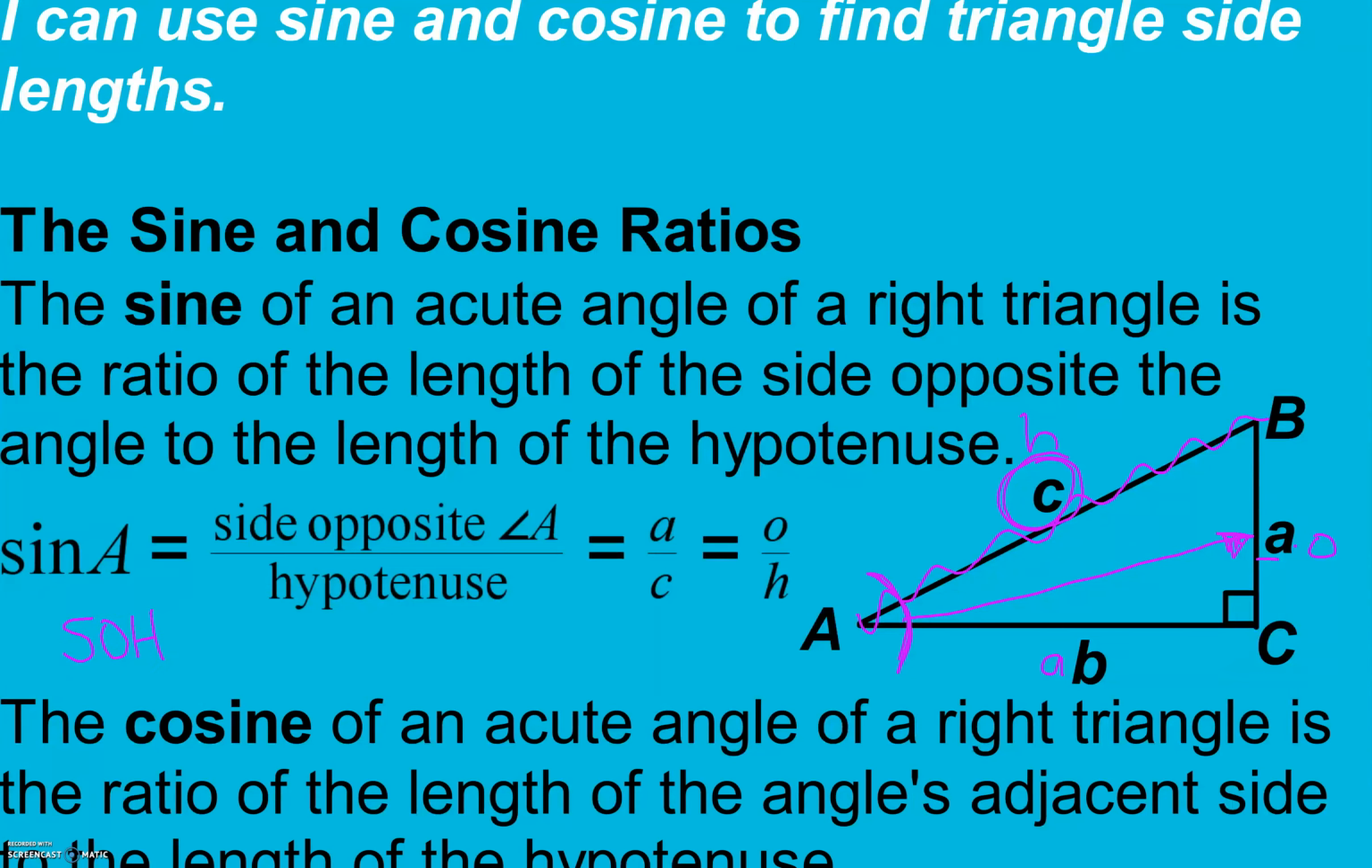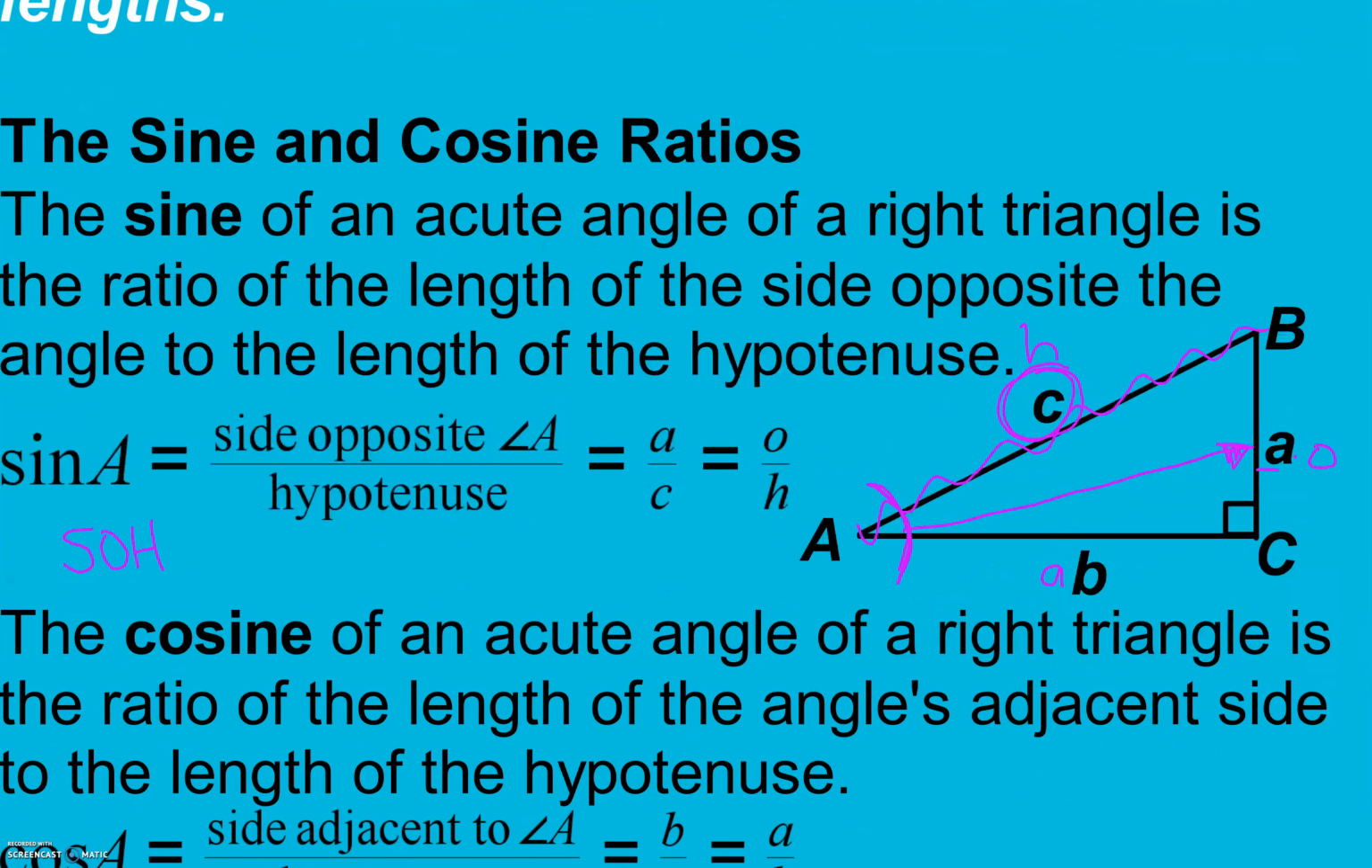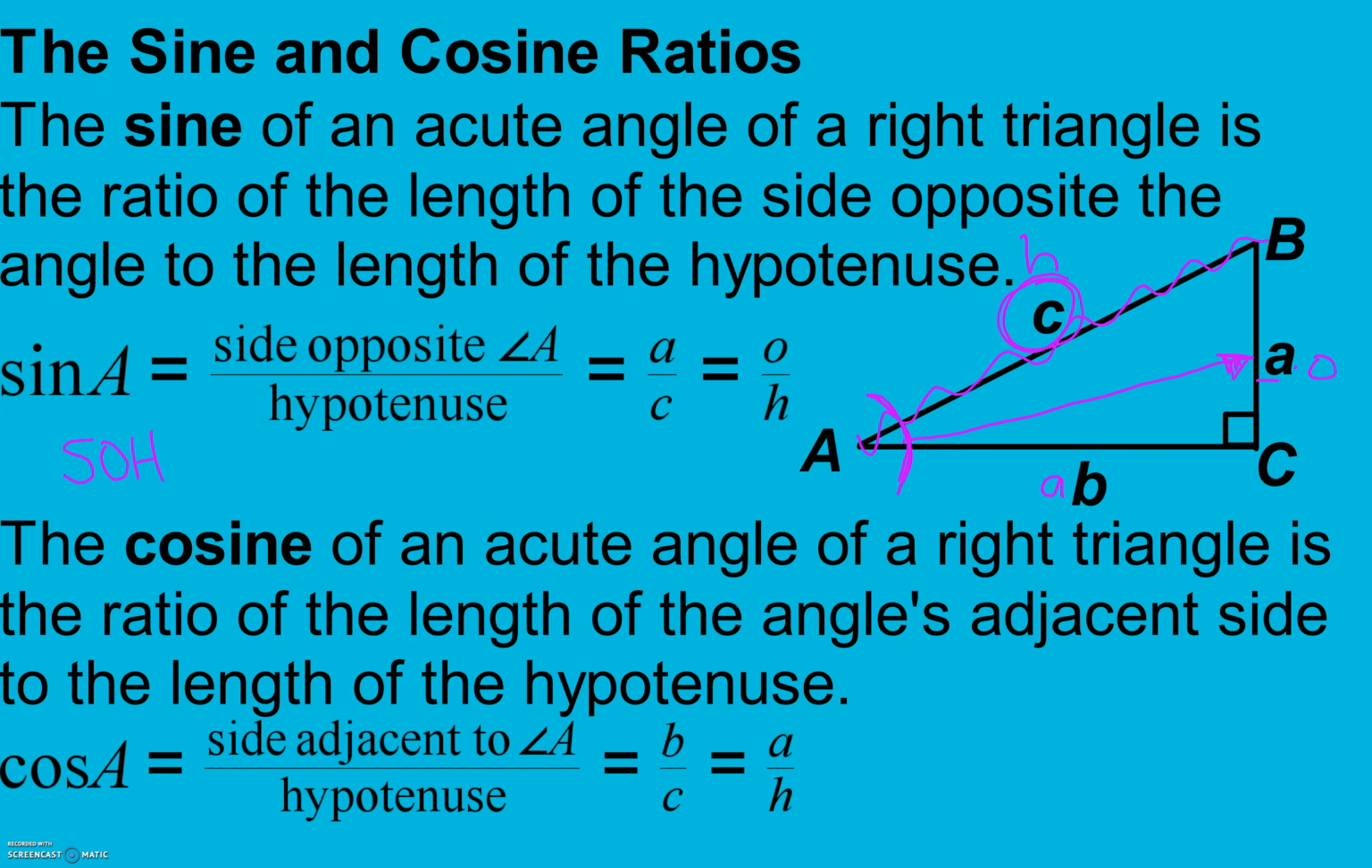The cosine of an acute angle of a right triangle is the ratio of the length of the angle's adjacent side to the length of the hypotenuse. So here, again from angle A, we have adjacent, hypotenuse, and opposite. The adjacent side is part of our angle. Okay, and with cosine, we use A and H. So sine equals O over H, cosine equals A over H.